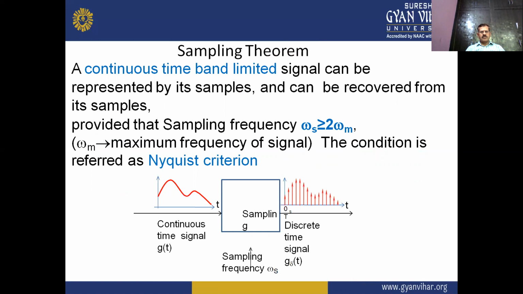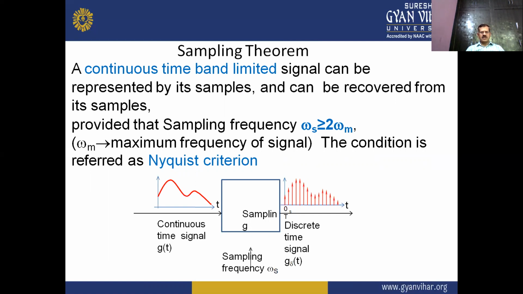In the sampling theorem, a continuous time band limited signal can be represented by its samples and can be recovered from its samples, provided that the sampling frequency omega s is greater than or equal to 2 omega m, where omega m is the maximum frequency of the signal. The condition is referred to as the Nyquist criteria.